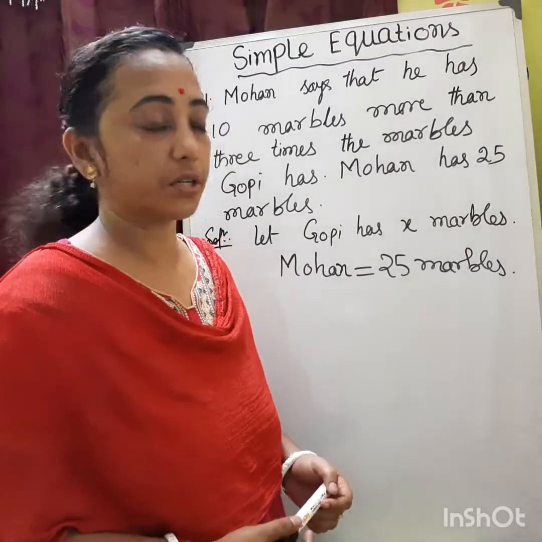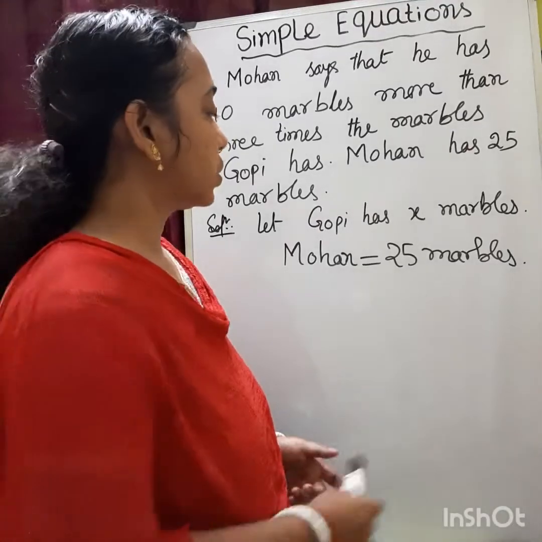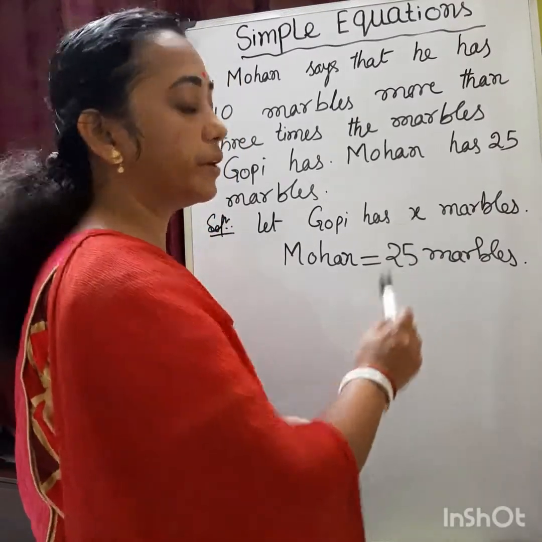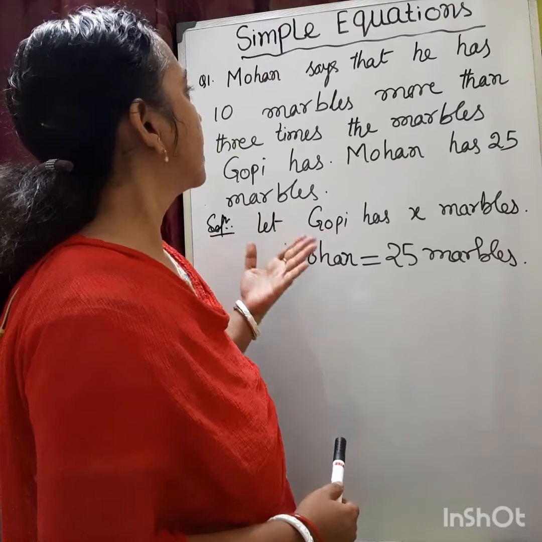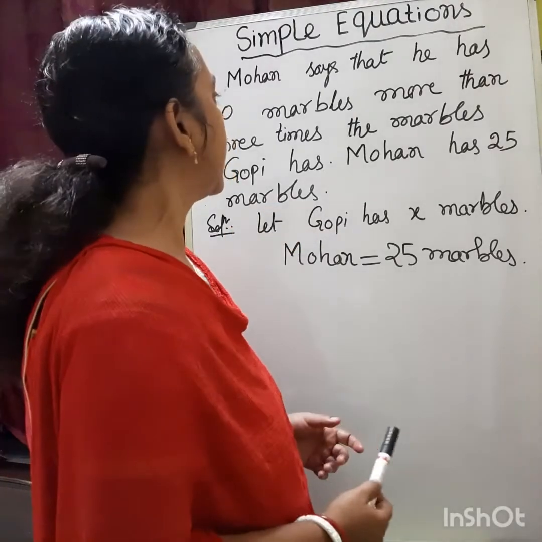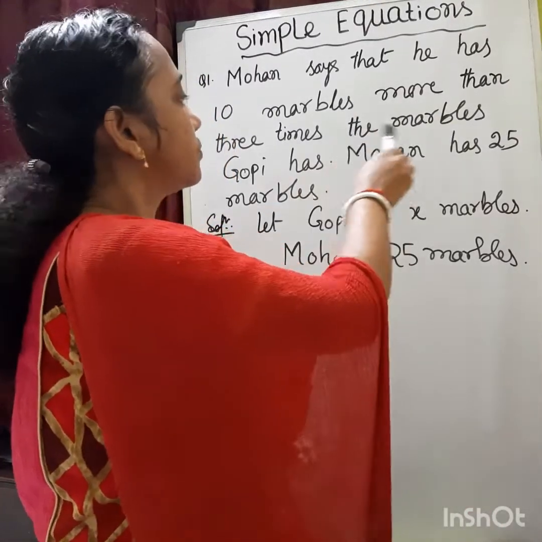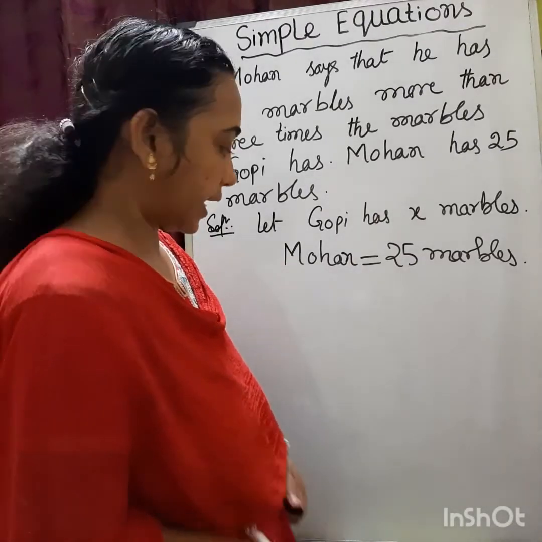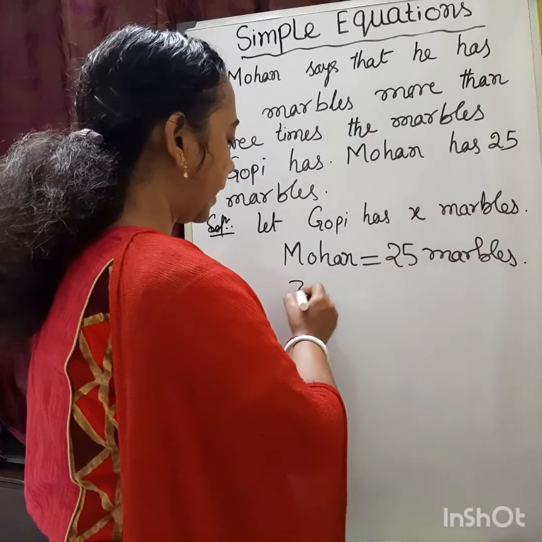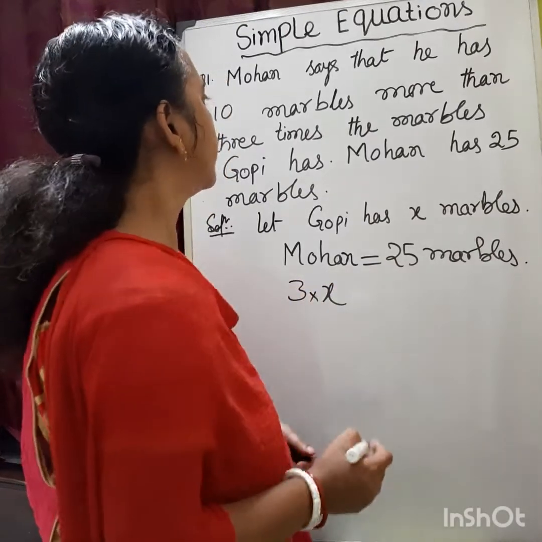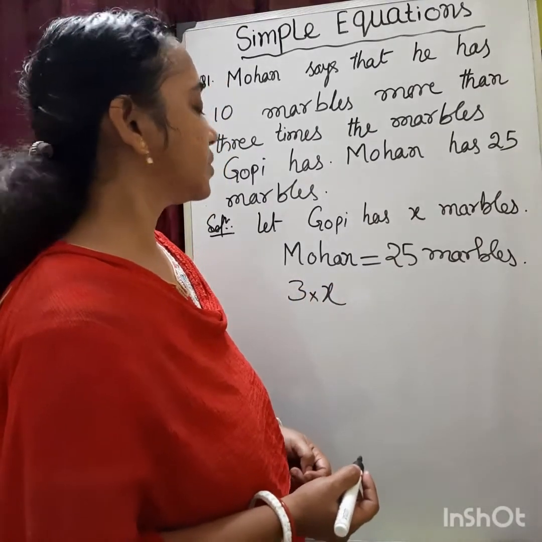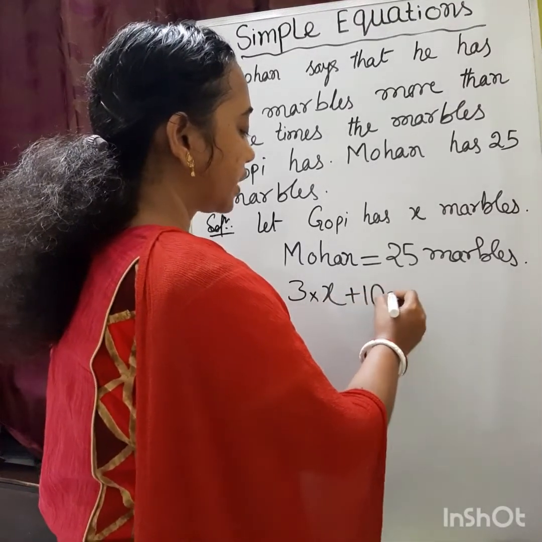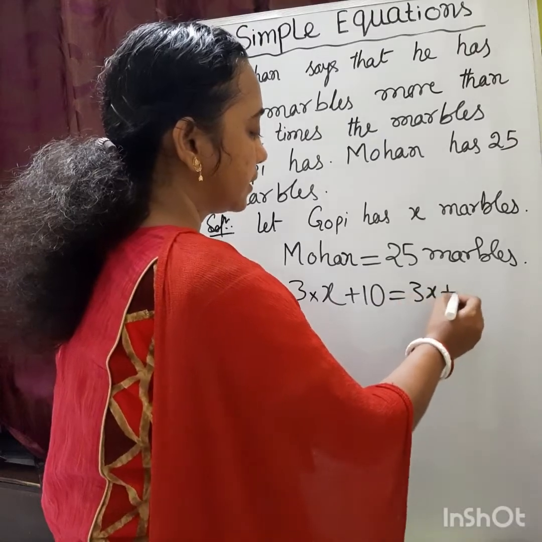So in this question, Mohan has a total of 25 marbles, which is given here, but how many marbles does Gopi have? It is not mentioned. So let us consider that Gopi has x marbles. Another condition is given, that Mohan has 10 marbles more than 3 times the marbles Gopi has. So 3 times the marbles Gopi has can be written as 3 multiplied by x, and 10 marbles more than that can be written as 3 multiplied by x plus 10, which is 3x plus 10.